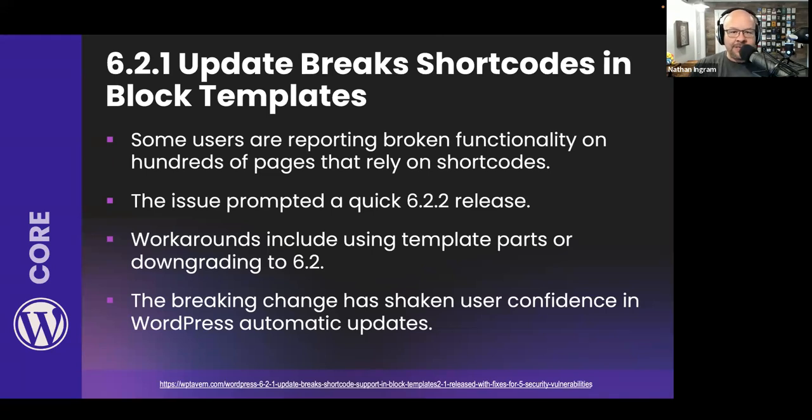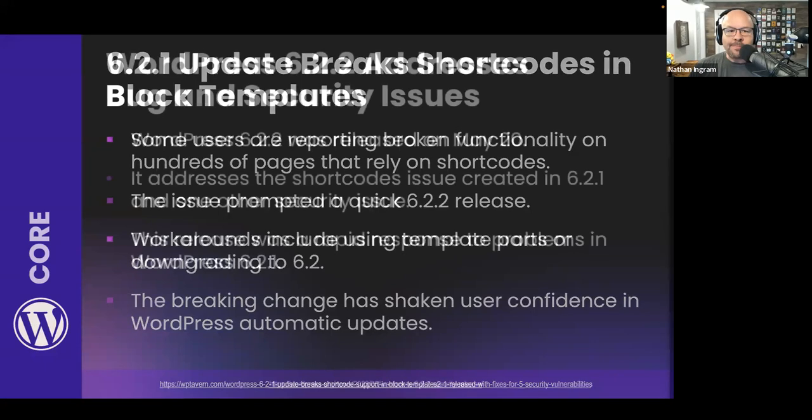And in the meantime, people just had to work around by either swapping out their block templates to template parts or downgrading to WordPress 6.2, although at that point you were vulnerable to the security fixes that 6.2.1 fixed. It was a bit of a mess. And there's a lot of conversation going on about, now we're a little concerned about these core automatic minor updates that shouldn't break things like this one did. So there's some discussion happening about that, and we'll have to see where that all lands once the dust settles.